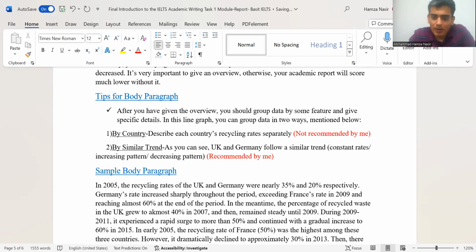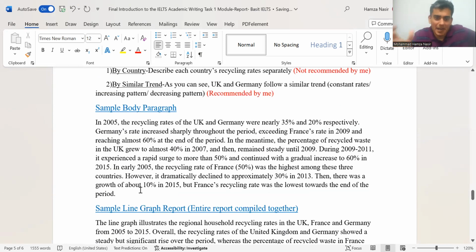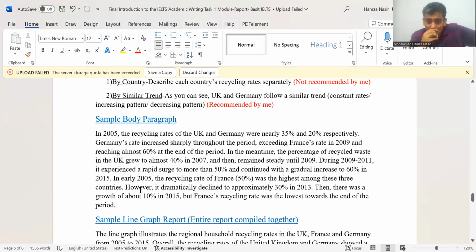Okay, so that being said and done, let's carry on and read this body paragraph and see what we get out of it. In 2005, the recycling rates of the UK and Germany were nearly 35% and 20% respectively. Germany's rate increased sharply throughout the period, exceeding France's rate in 2009 and reaching almost 60% at the end of the period. If you're having difficulties in visualizing, you can always stop, go back, take the picture and keep that in front of you and see how my explanation makes sense to you.